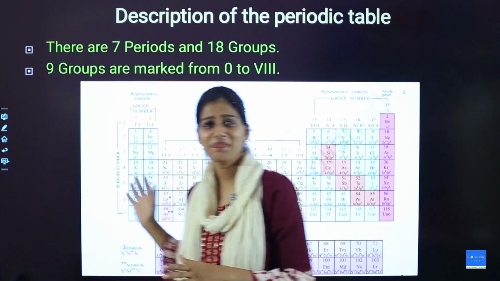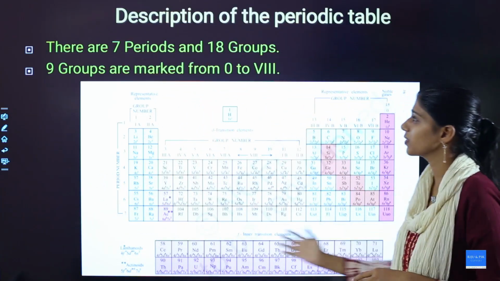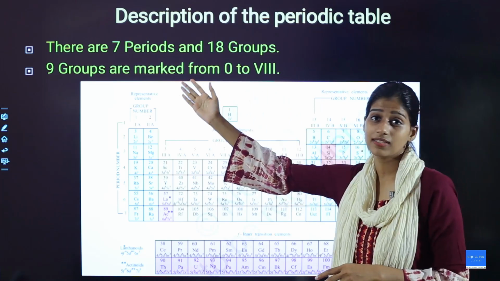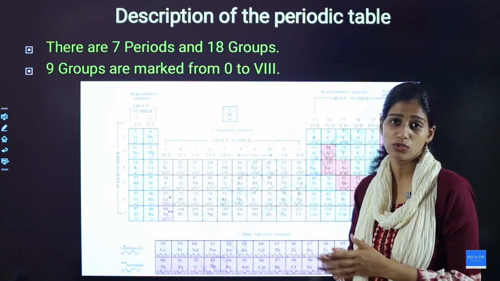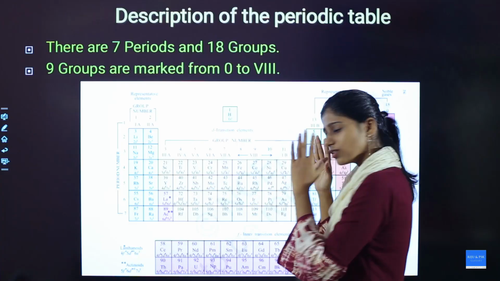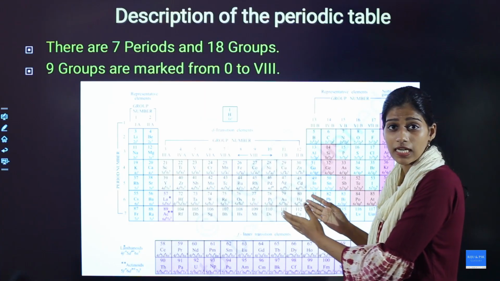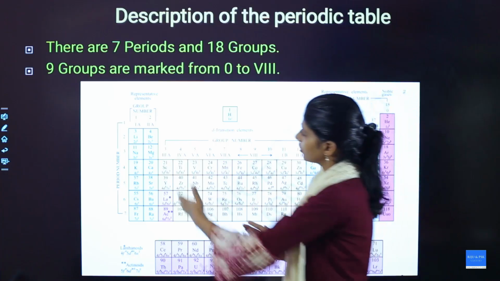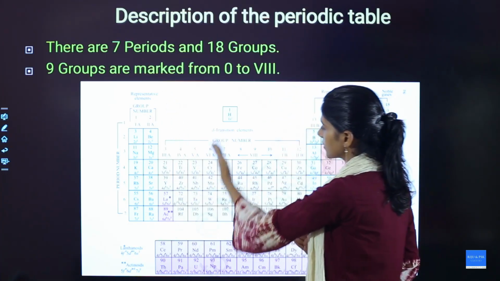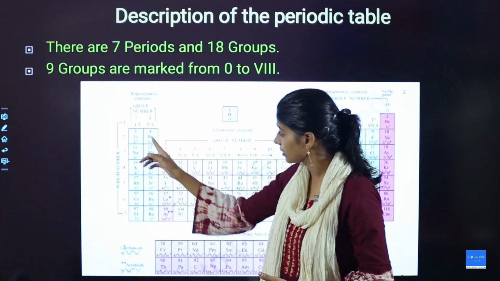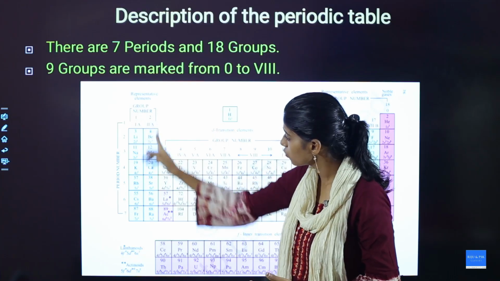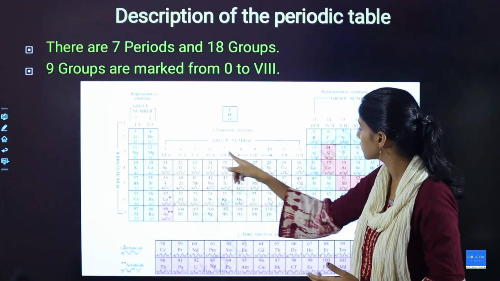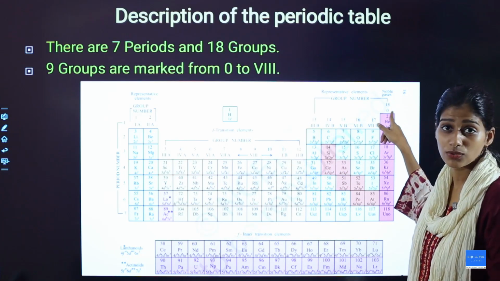Back to the periodic table, you know that there are 7 periods and 18 groups. Focus on this periodic table, which is exactly the same picture given in your NCERT, where all the group numbers are given. You are able to see this, right? You have 1, 2, then 3, 4, 5, 6 and so on, up to the 18th group.